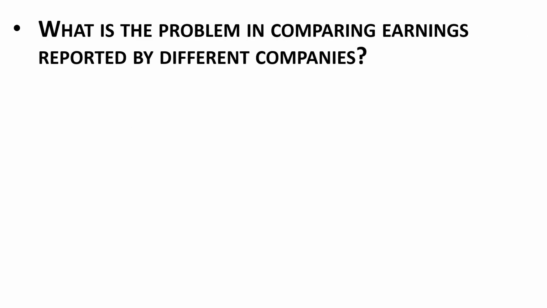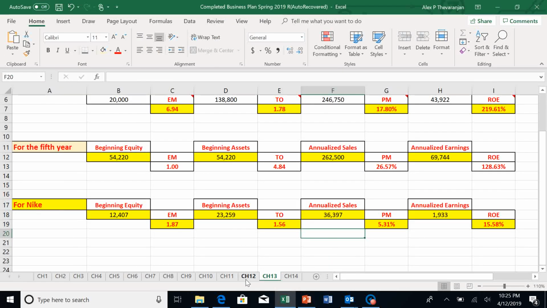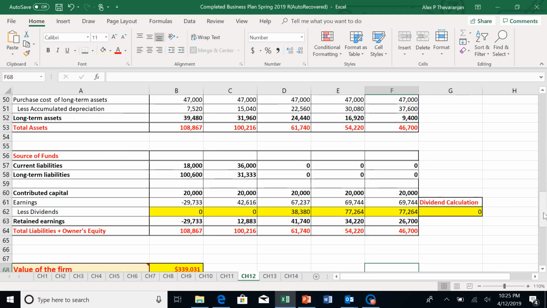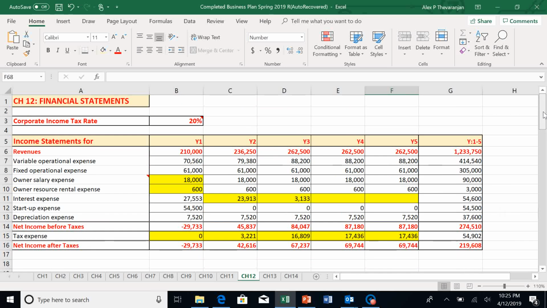What is the problem in comparing earnings reported by different companies? If you come to our chapter 12, to the fifth year, you see in the fifth year the net income after taxes, the earnings, is 69,744. Now what's wrong in comparing this with your earnings and saying, well, our company seems to be doing better because it's making higher earnings than yours?